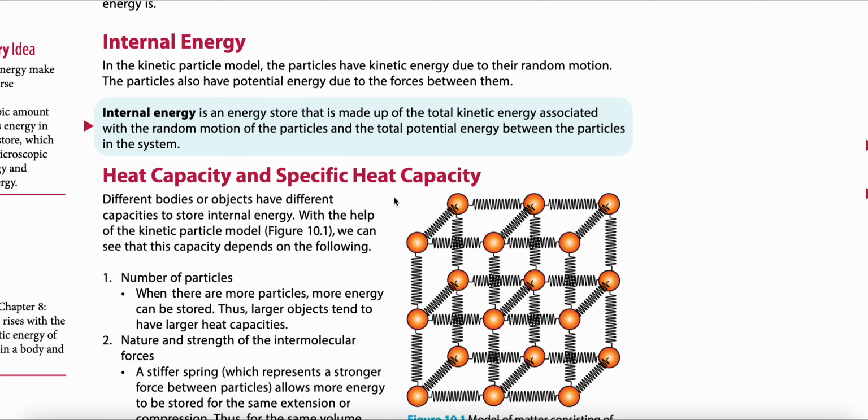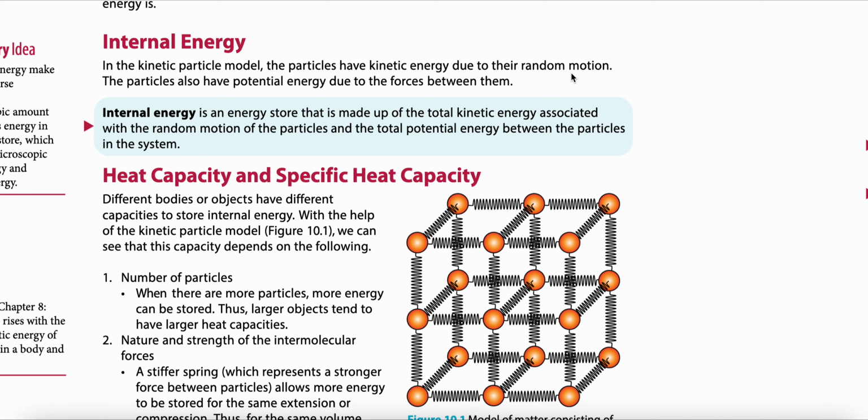In the kinetic particle model, which is two chapters ago, if you forget, please go and refer to that, the particles have kinetic energy due to their random motion. All particles are in continuous random motion, and as a result they have kinetic energy. Note that this kinetic energy due to random motion is different from the kinetic energy due to, for example, somebody running in a straight line.